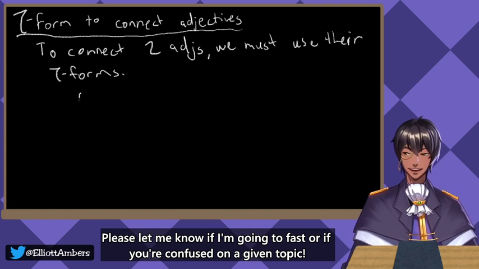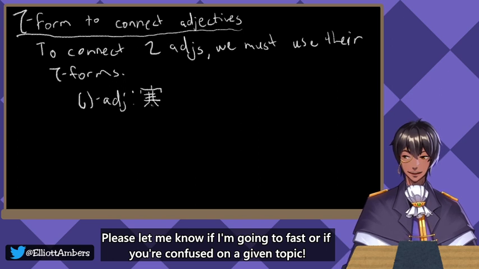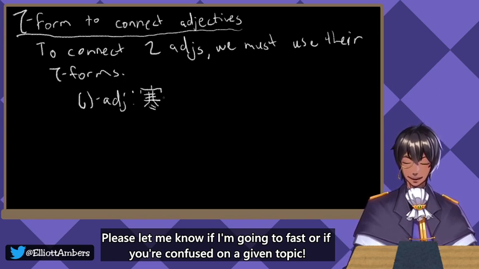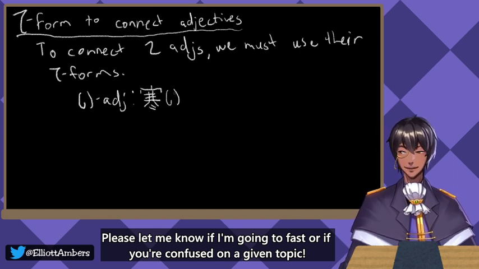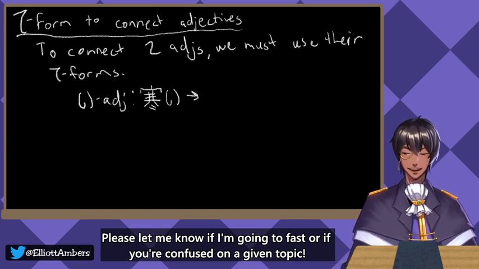So if I have an e adjective, and for an example, we'll use the example that we used last week. We'll use samui. And I won't write it backwards this time. So samui, which again, as you remember, means cold. Samui. The te form of this is samu.